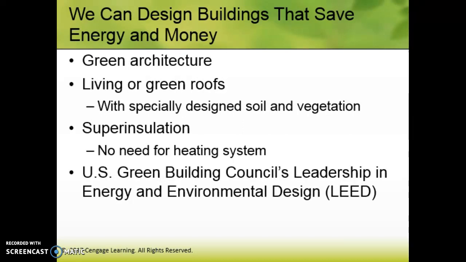We can design buildings so that they save money. We can do green building design. We can use green roofs, especially with soil and vegetation. We can use that super insulation that kind of eliminates the need for a heating system. That wouldn't work in an ecosystem like we have here in central Indiana, but in some more, not tropical regions, but warmer climates, that would work. Someplace like Tennessee or Georgia, maybe that would be more effective.